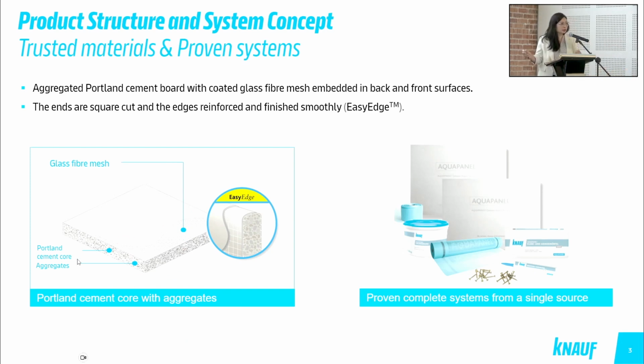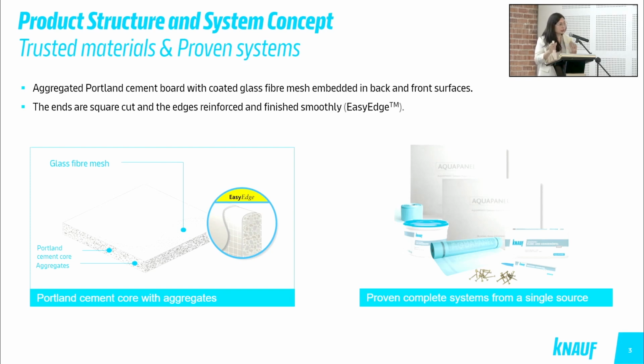The distinct feature of our cement board is that it is made out of Portland cement board, and it is wrapped all around with a mesh. This mesh is slightly embedded onto the coating of the board. So this mesh holds the board into place, and it gives it resilience.